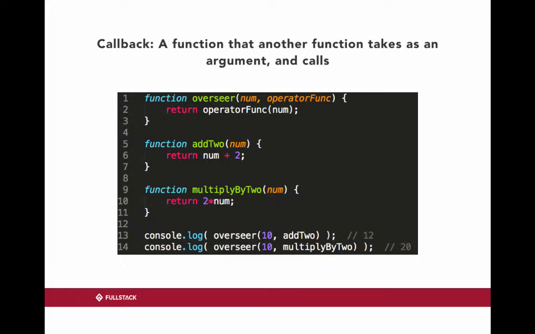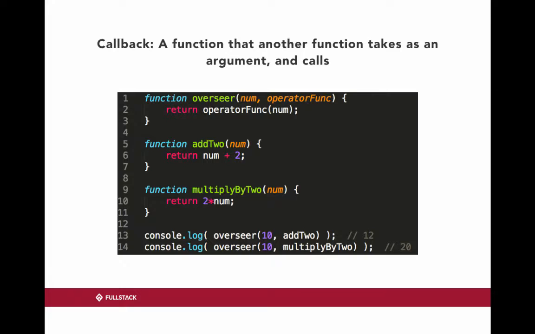And then down here, same exact form. We're calling overseer again on the number 10. This time we feed it multiply by 2. So then up here in overseer, num is still 10. Operator func is now multiply by 2. So we're returning the invocation of multiply by 2 on 10, which returns 20. And 20 is what we have down here.